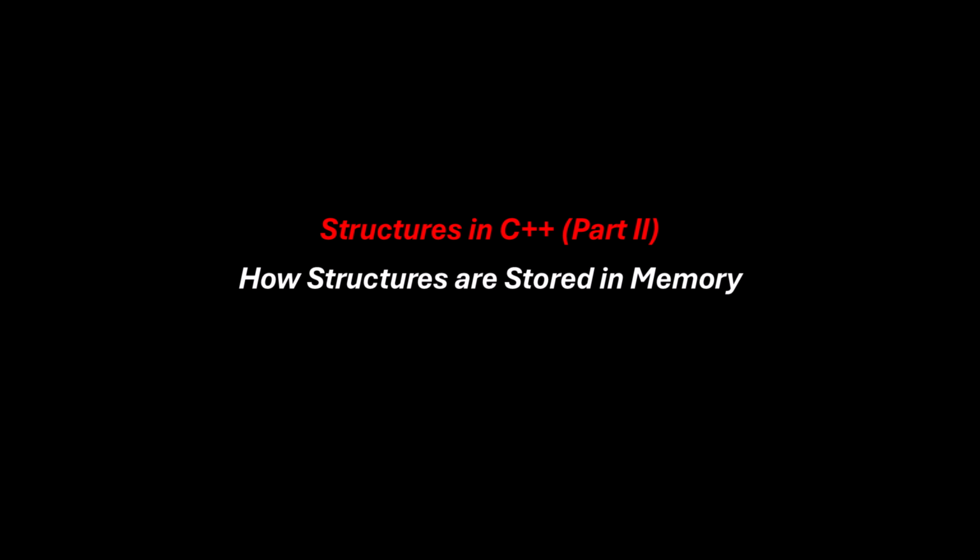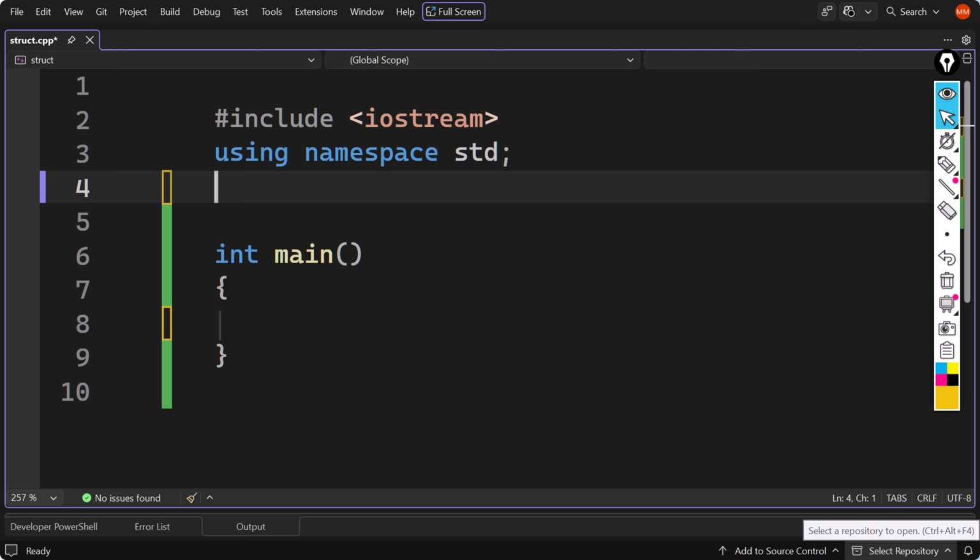We'll examine how padding bytes are added to ensure proper alignment and how this affects the overall size of the structure. By understanding how structures are stored in memory, you will be able to optimize your code for better performance and memory usage. So let's get started.